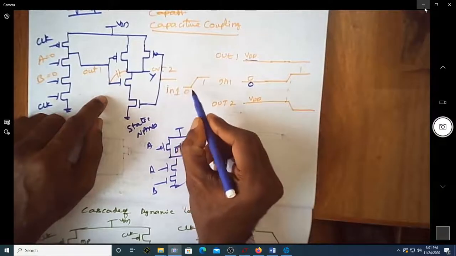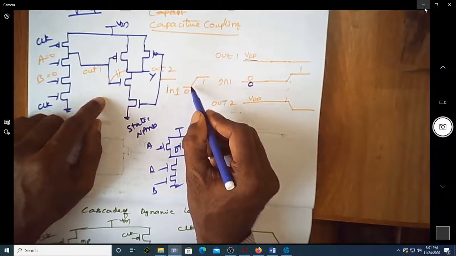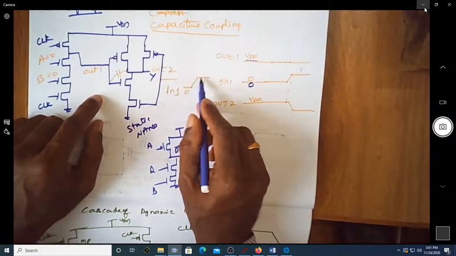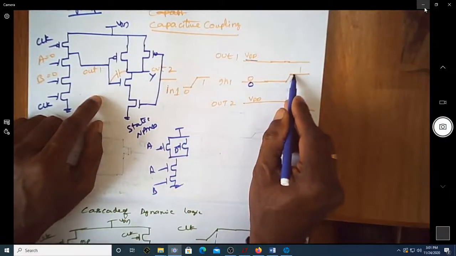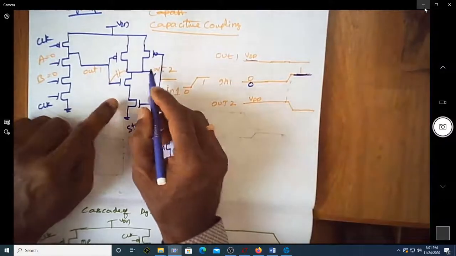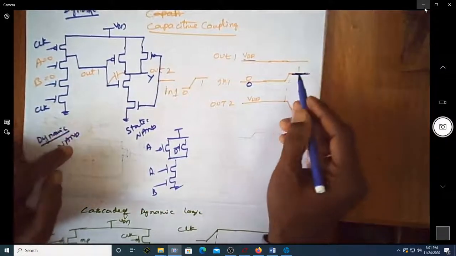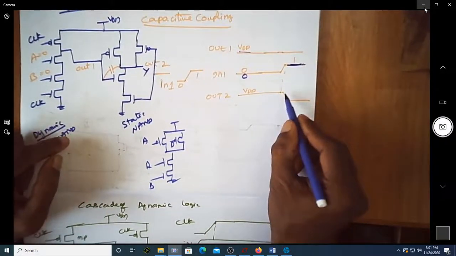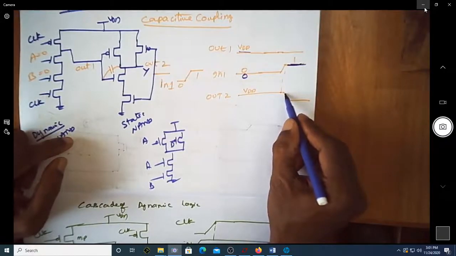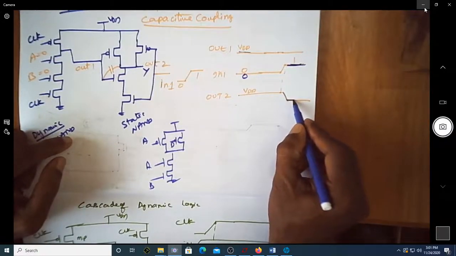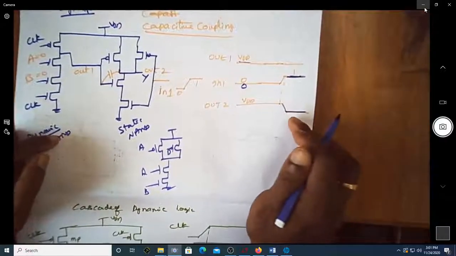Now let us assume that we are making the second input of the static NAND gate as 1. So this is becoming 1. As soon as this becomes 1, we expect of course the output should go down here. Is it correct? This output should go down.